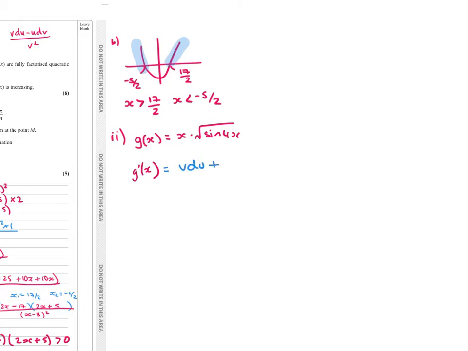V du plus u dv. It doesn't matter where we have our v or our u. So our v is x, dv is 1. Our u, we're going to write this out, is sine of 4x to the power of a half. So we're actually going to have to use the chain rule on this as well. Then du, remember we're using the chain rule.